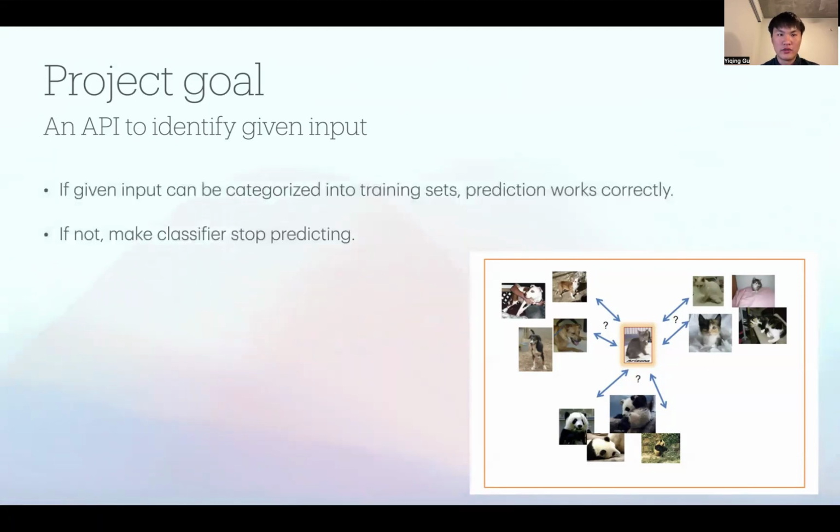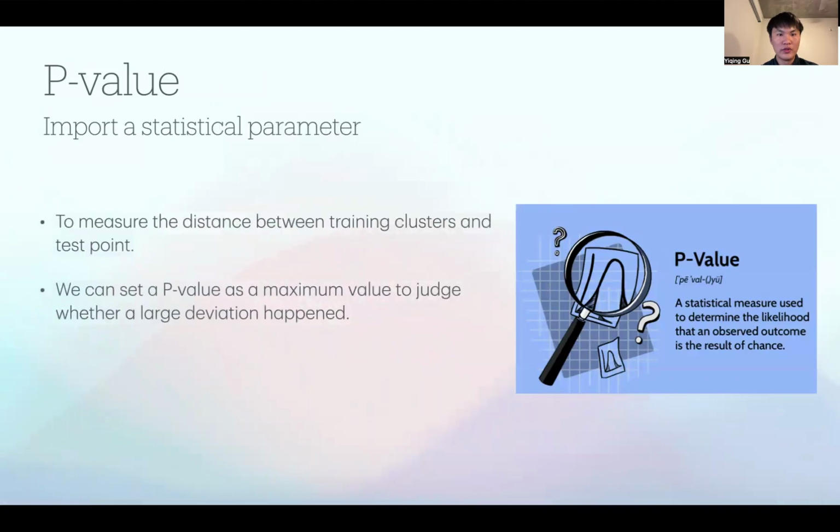There will be two scenarios after using our API. If given input can be categorized into training sets, that means prediction was correct. Our API will do nothing with it. But if input image deviates from training sets a lot, we will make classifier stop predicting. We need to import a p-value here.